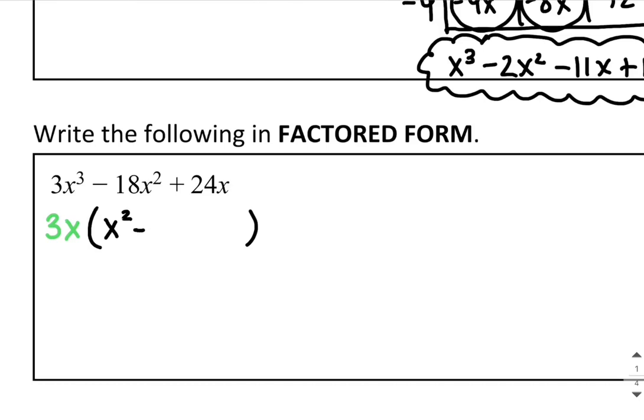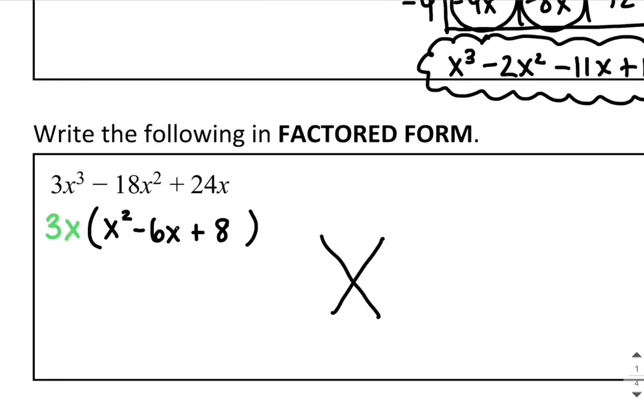I know 3x times negative 6x gives me negative 18x squared. And then I know I have 3x times 8 gives me 24x. From here, looking at this, I know that's in the form ax squared plus bx plus c, and I can think of 2 numbers that multiply to 8 and add up to negative 6 using the diamond. So this is factorable.